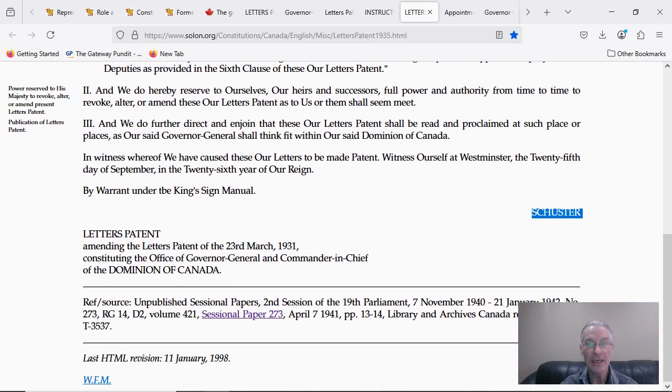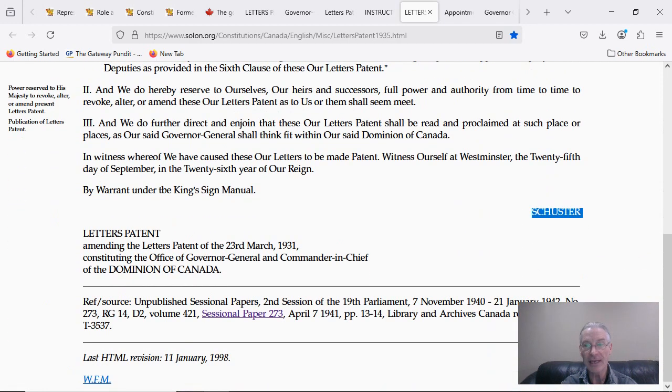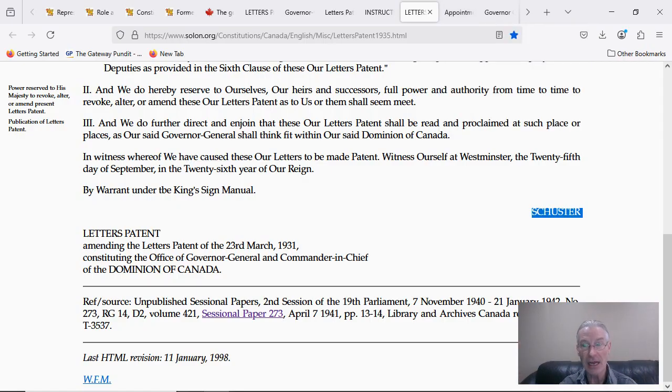And here is the 1935 update, once again, signed by Schuster. So I don't know why it's signed by Schuster, perhaps because the letters patent initially were from the Crown and Chancery, so he was authorized. But as far as I'm concerned, the Statute of Westminster changed everything, and no one had any authority to sign anything after that. But this was 1935, again signed by Schuster.